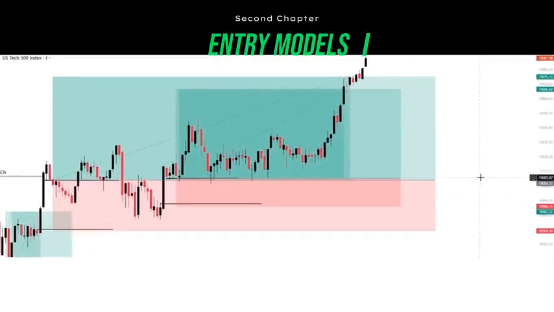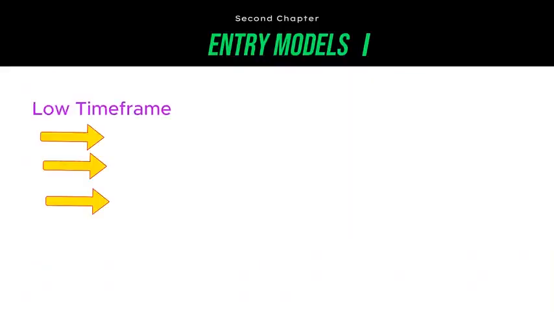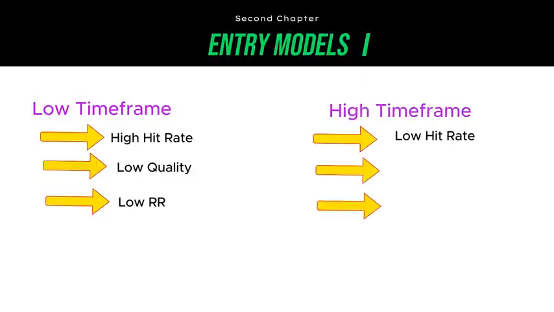The difference between time frames is quality and hit rate. In low time frames, just as we have traded recently, the hit rate is high, the quality is low, and the risk to reward is low. In high time frames, the hit rate is low, the quality is high, and the risk to reward is high. So in the high time frame, we would need only 1 or 2 high-quality setups to gain the same total risk to reward ratio as we would in a low time frame.